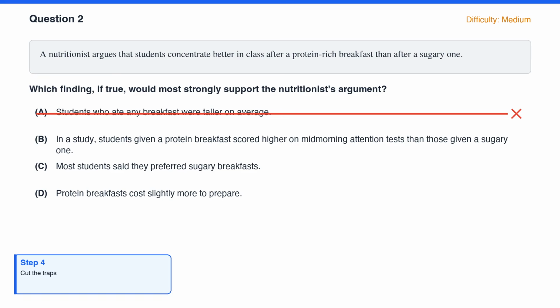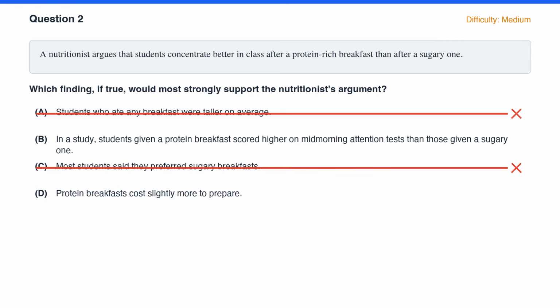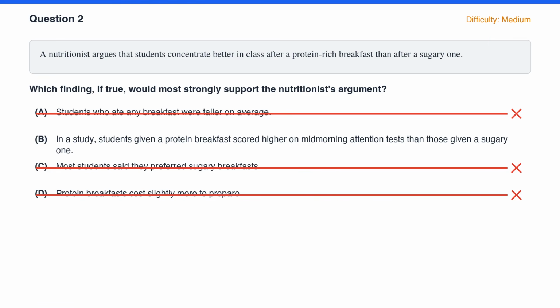Choice C, most students preferred sugary breakfasts. Preference isn't concentration. Tangential. Cross it. Choice D, protein breakfasts cost more to prepare. Cost is irrelevant to focus. Cross it. Choice B, protein breakfast students scored higher on mid-morning attention tests than sugary breakfast students.